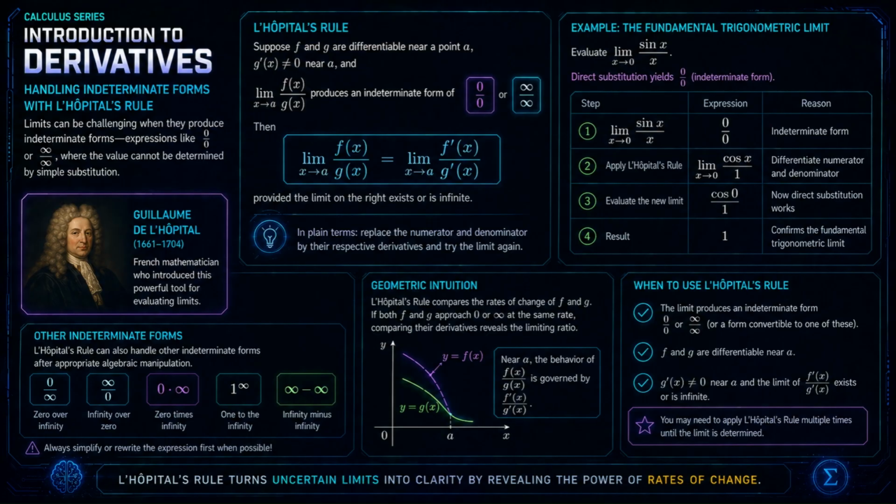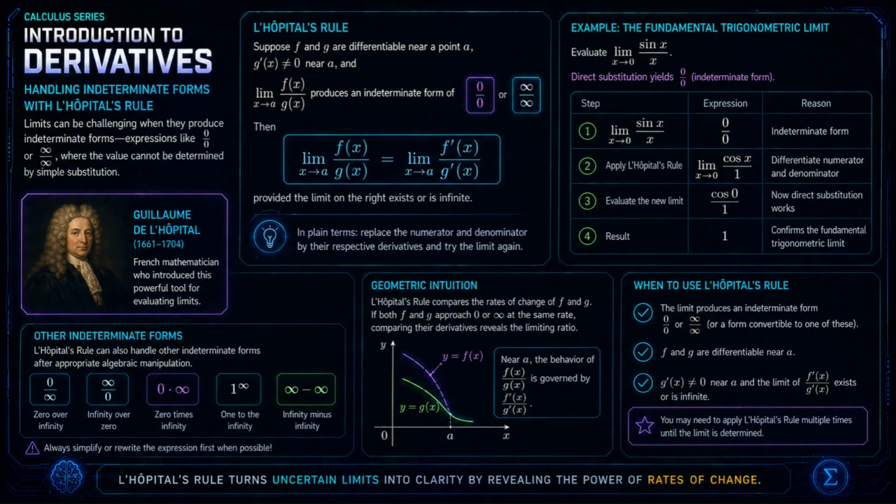The rule states, suppose f and g are differentiable near a point A, g prime of x is non-zero near A, and the limit of f of x over g of x as x approaches A produces an indeterminate form of 0 over 0 or infinity over infinity. Then, the limit of f of x over g of x as x approaches A equals the limit of f prime of x over g prime of x as x approaches A, provided this second limit exists or is infinite. In plain terms, replace the numerator and denominator by their respective derivatives and try the limit again.